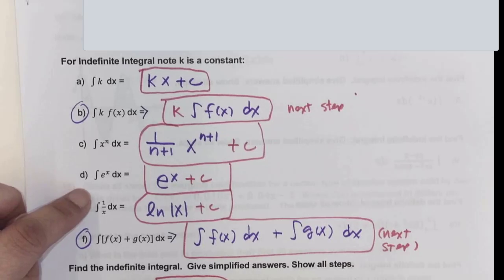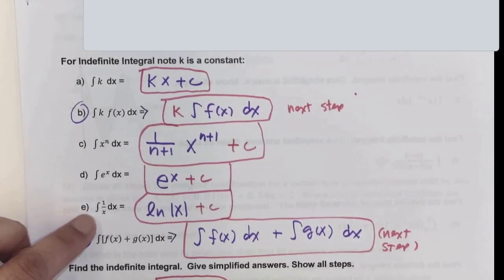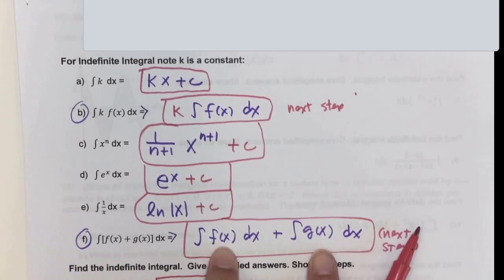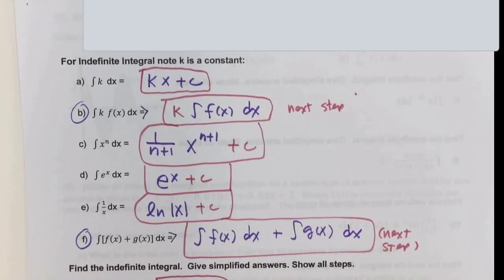Integral of e to the x is just e to the x. And taking the integral of 1 over x would be ln of x. And if you have add and subtract in between two functions, you can break them and take them individually. Question for that? Okay, let's look at the next part.